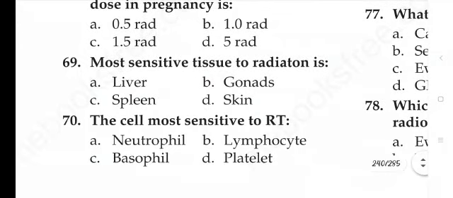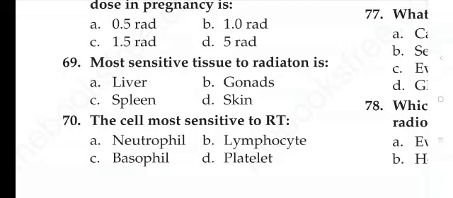Next, most sensitive tissue to radiation is? Option A liver, option B gonads, option C spleen, and option D skin. The answer of this question is option B, that is gonads.